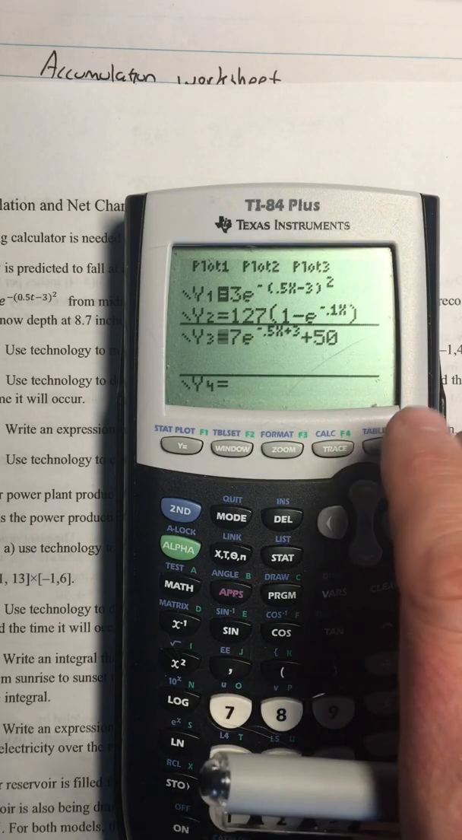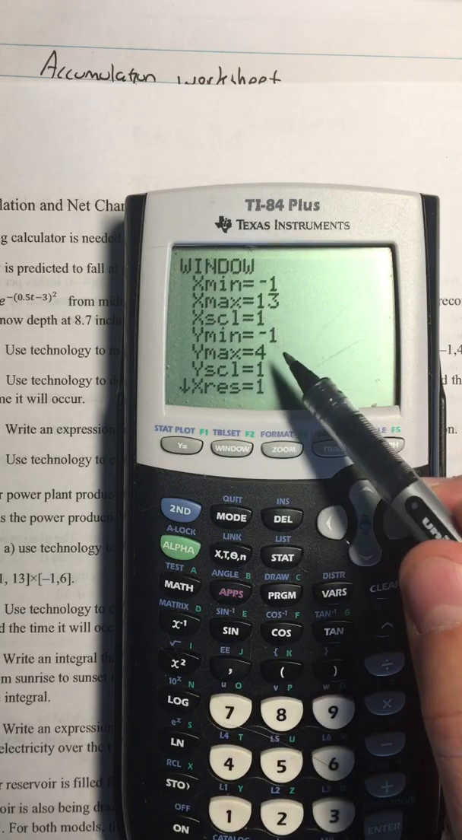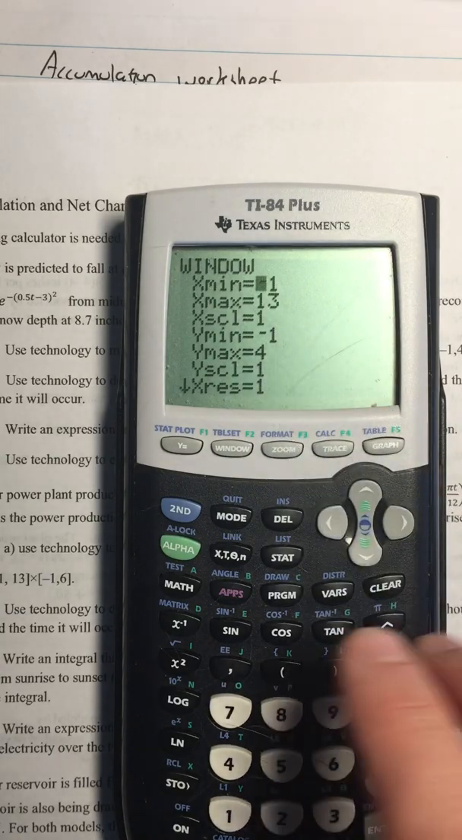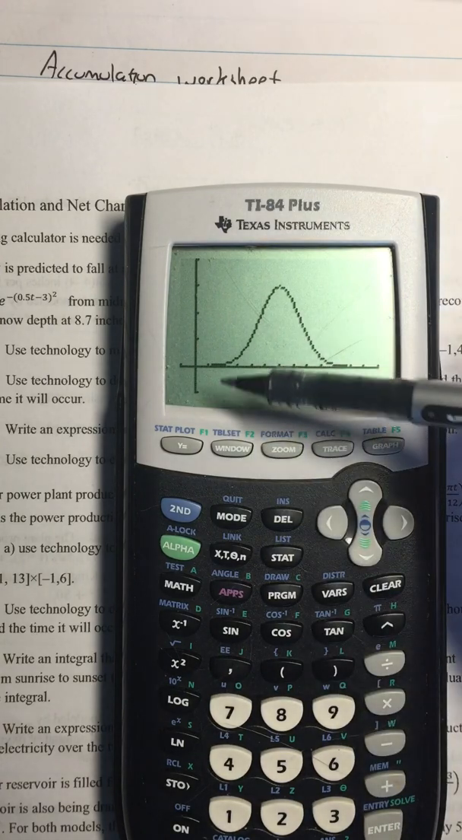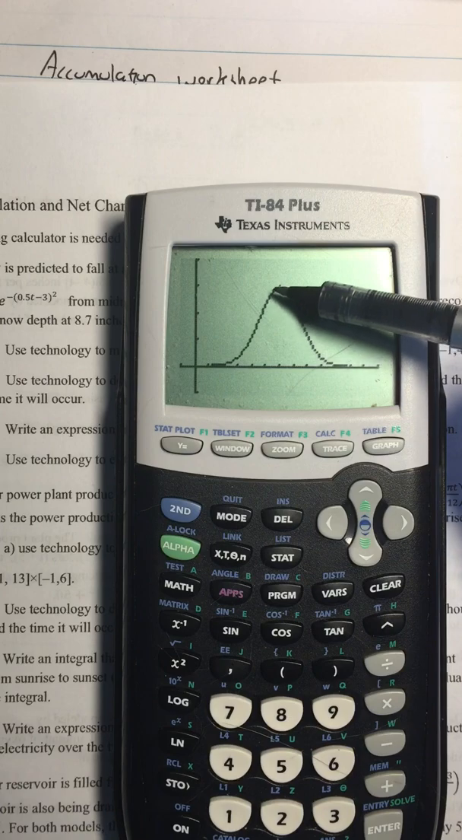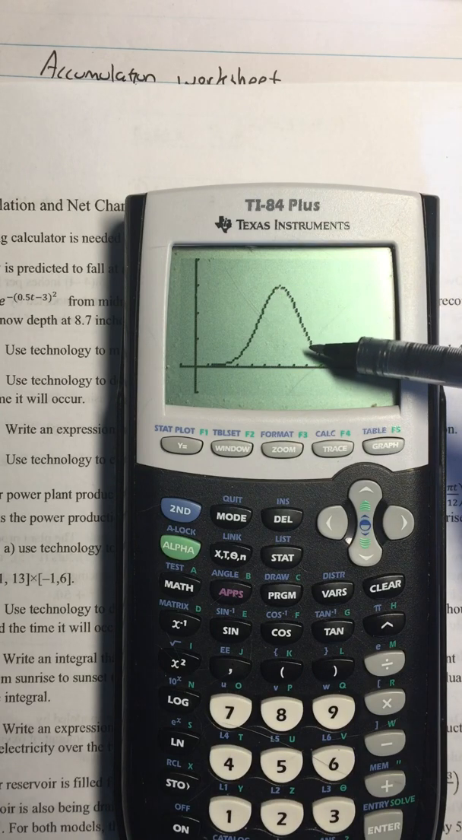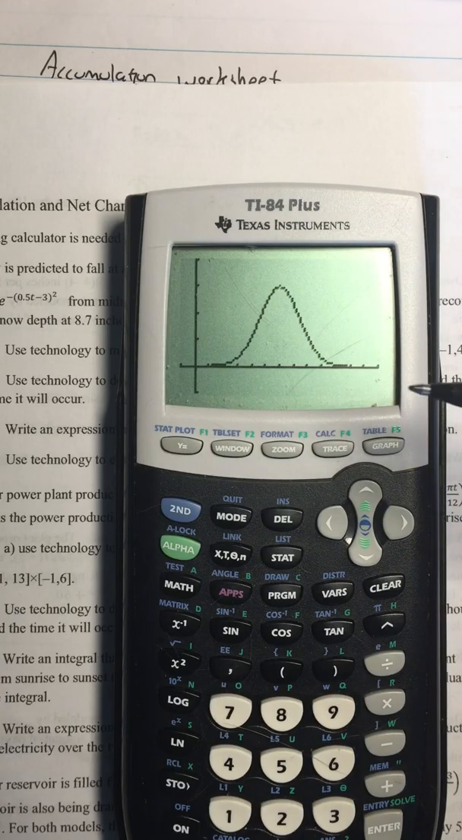And let's look at a graph. By the way, I set the window -1 to 13, -1 to 4, just like it says to do in the problem, and then I graphed it. This is what it looks like. We started out with no snow falling. The snowfall increased, and then it hit a maximum. But remember, this is not the depth of the snow. This is the rate at which snow is falling.